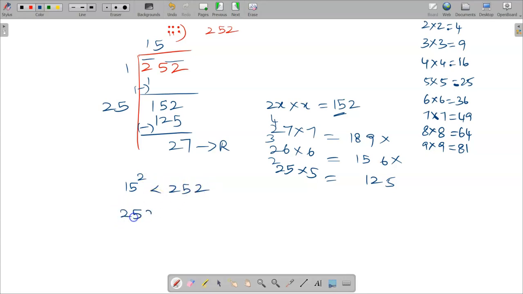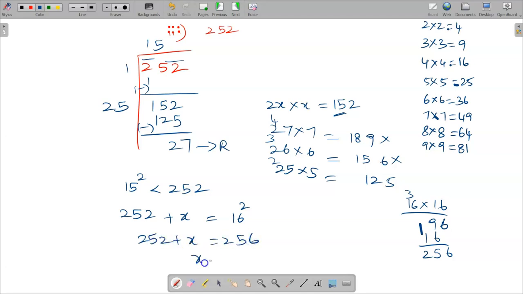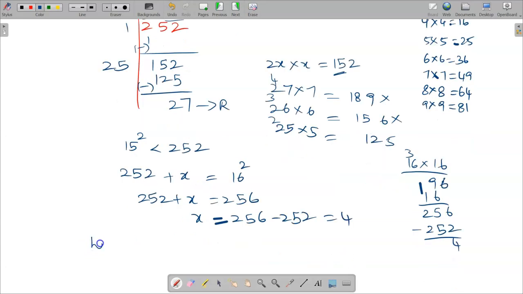Okay. So with the 252, I have to add some value in order to get the next square number. What is the next square number? 16 square, right? So 16 into 16 is 6 sixes are 36. 6 ones are 6 plus 3 is 9. 1 six is 6. 1 ones are 1. Here it is 6. 9 plus 6 is 15. 1 256. So 252 plus x is nothing but 256. So x is 256 minus 252. Okay. So when you subtract 252 here, 6 minus 2 is nothing but 4. Okay. So the least number to be added is 4.